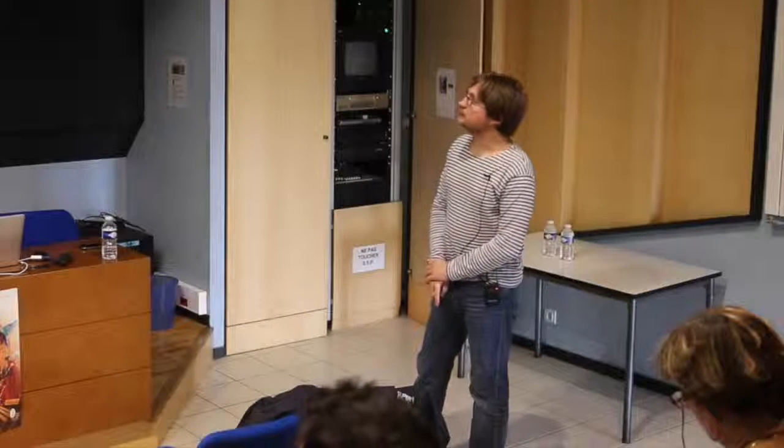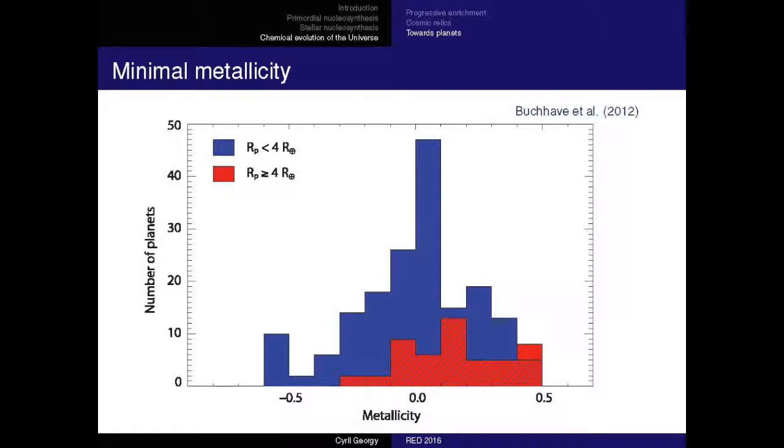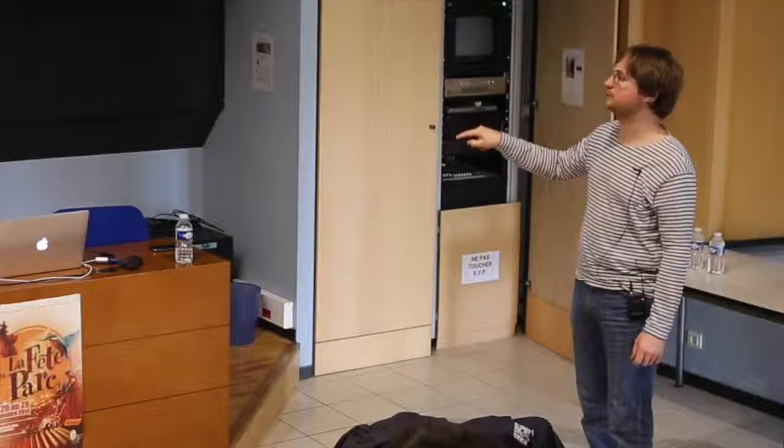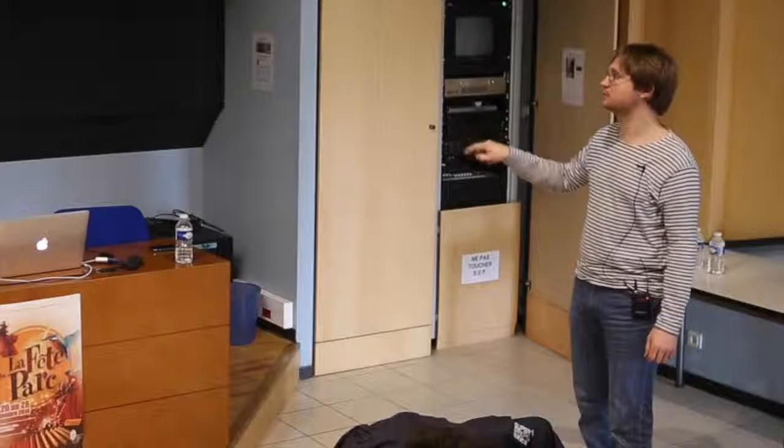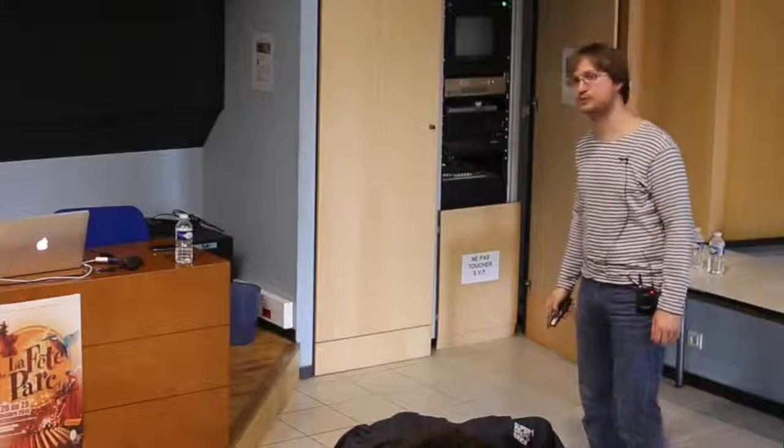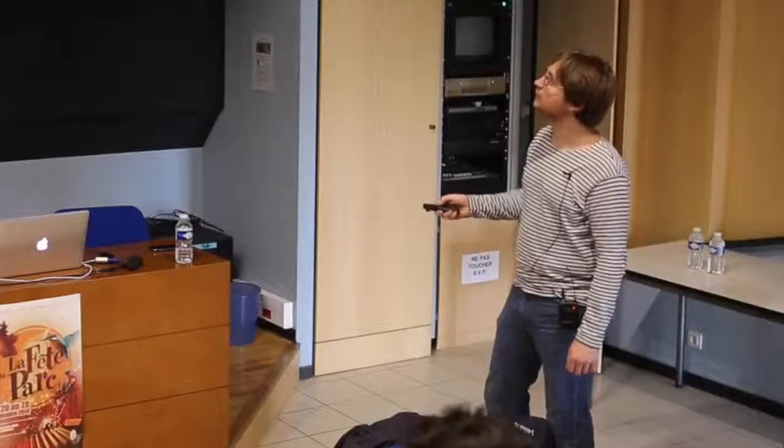And here again, it's the same distribution of metallicity for different planets, with different radii. Planets that are smaller than 4 Earth radii and bigger than 4 Earth radii. And again, even if the distribution seems to be slightly different, it seems that you cannot produce very small planets below a metallicity of roughly -0.5 or something like that.